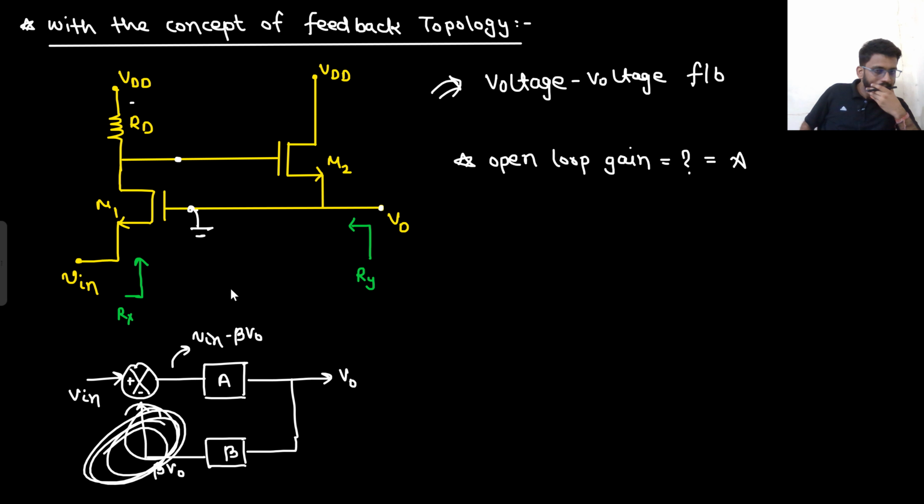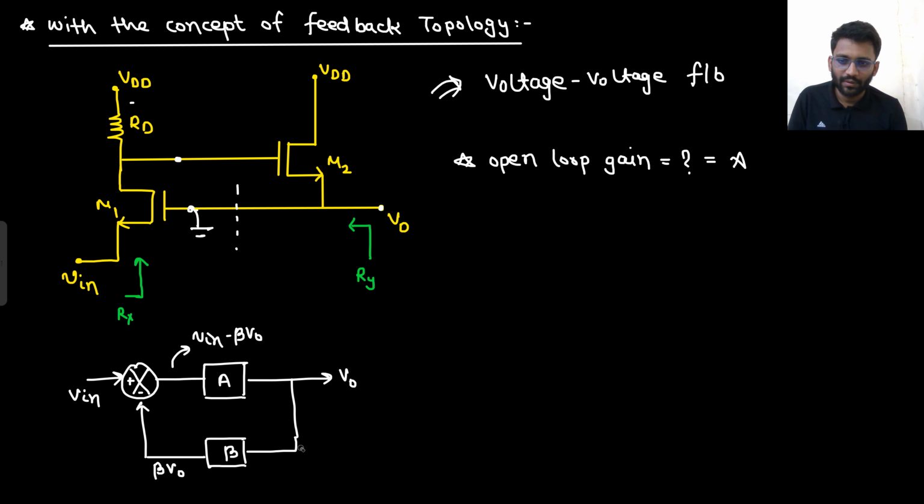Say yes or no. So I will break the loop here. I will break the loop. If I am breaking the loop, what am I going to do? I will keep this node open-ended. Look, what I am going to do now. Now I am going to break the loop like this. This loop I am going to break. What is the value of beta here? Can you tell? Beta is 1 because V node is directly coming. So I am breaking the loop.